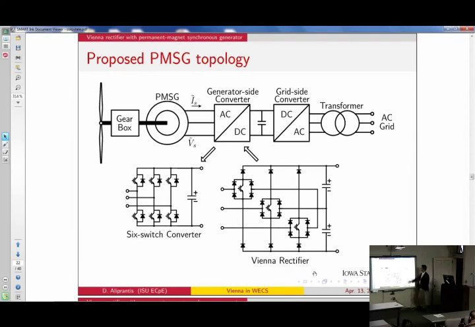So the idea is to take out this component, which is the 6-switch converter that I've been talking about so far, and replace it with the Vienna. Everything else stays the same. I cannot use a Vienna here. Why not? Because it is unidirectional, so I would have to be drawing power like that, which is not what I want to do. So I can only replace the generator side converter.